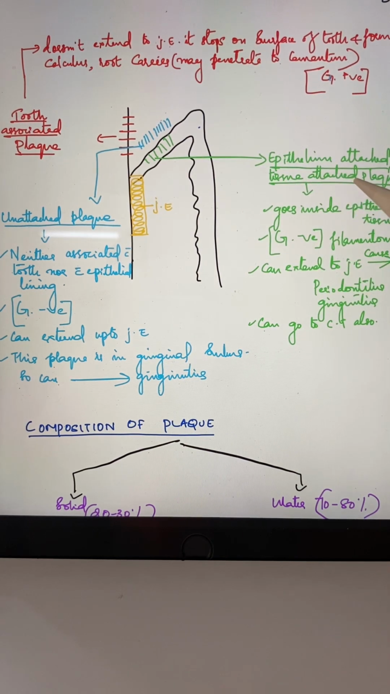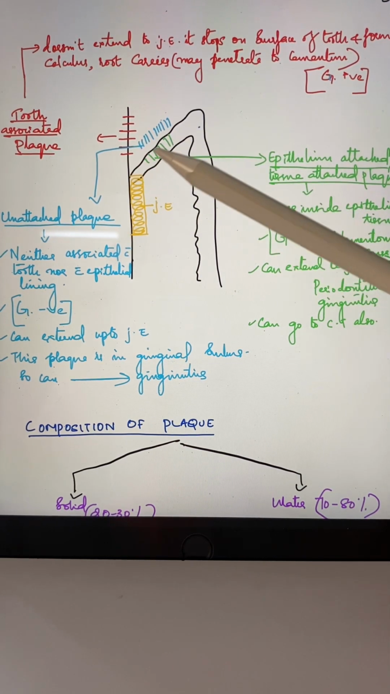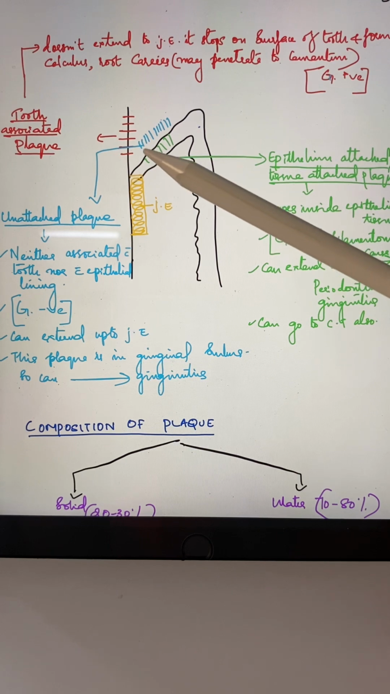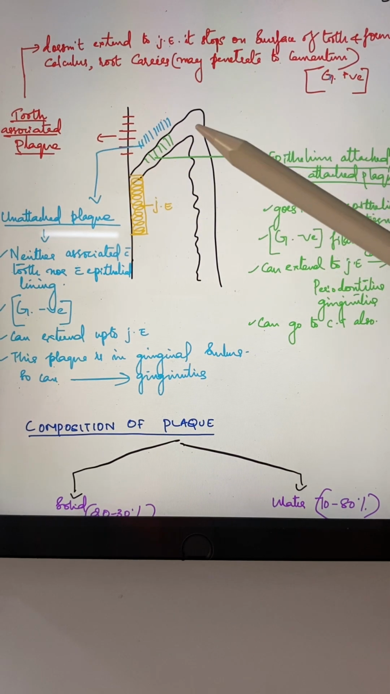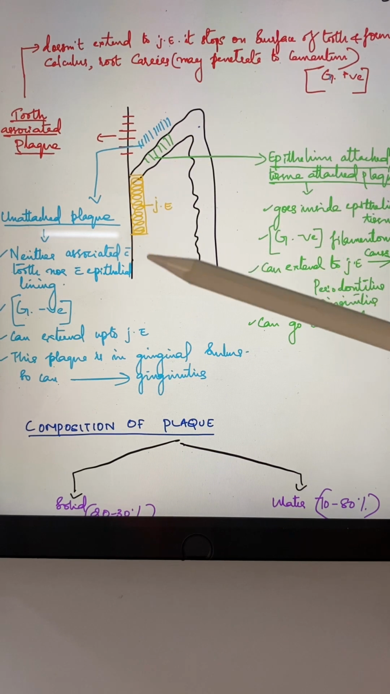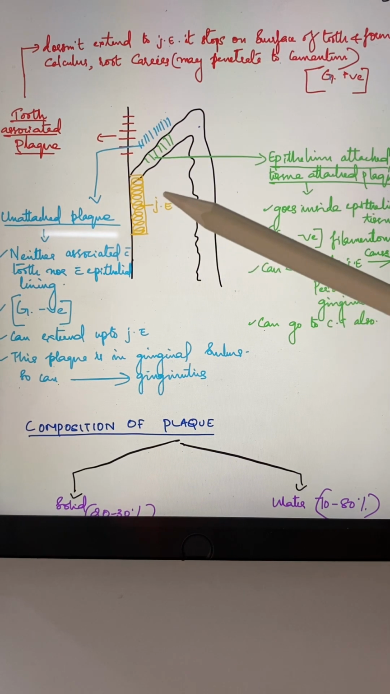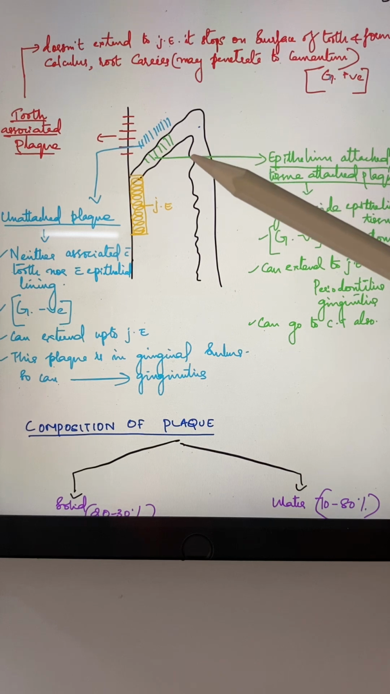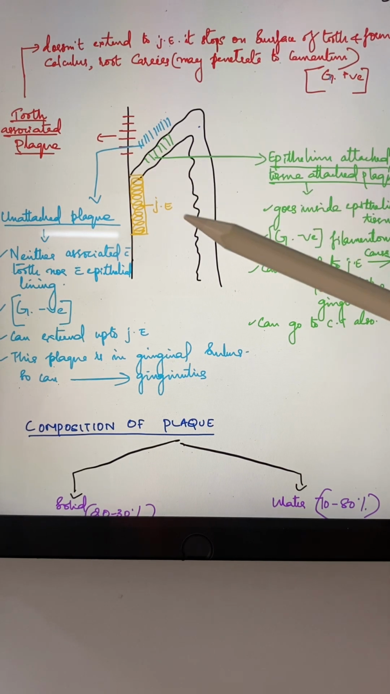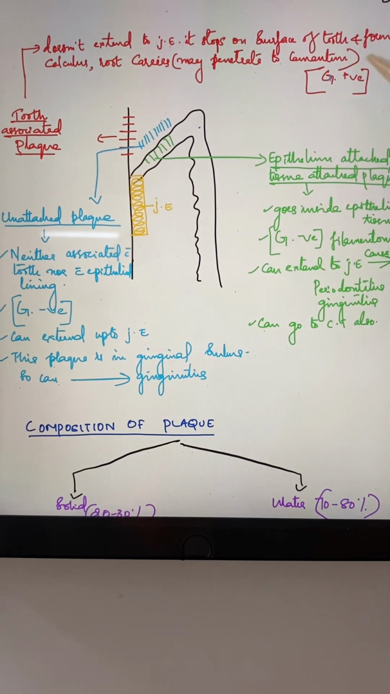Then epithelium attached or tissue attached plaque. So this goes inside the epithelial tissues. This also has gram negative filamentous bacteria, and this also can extend to the junctional epithelium, and that can cause periodontitis and gingivitis. It can go to the connective tissue also.